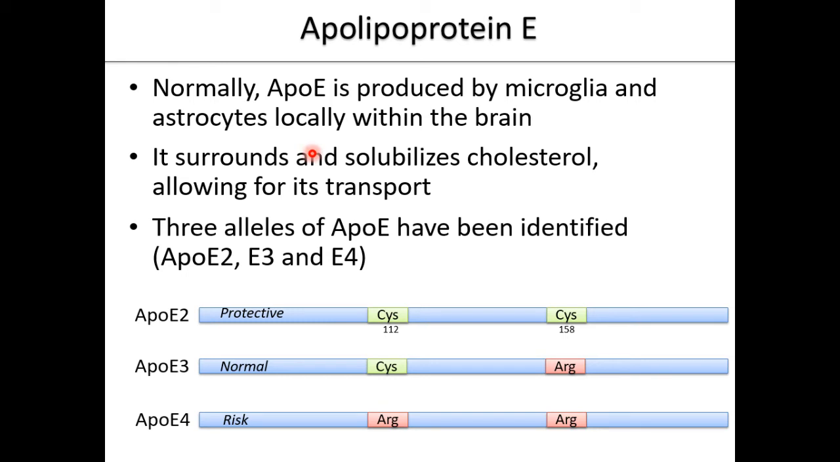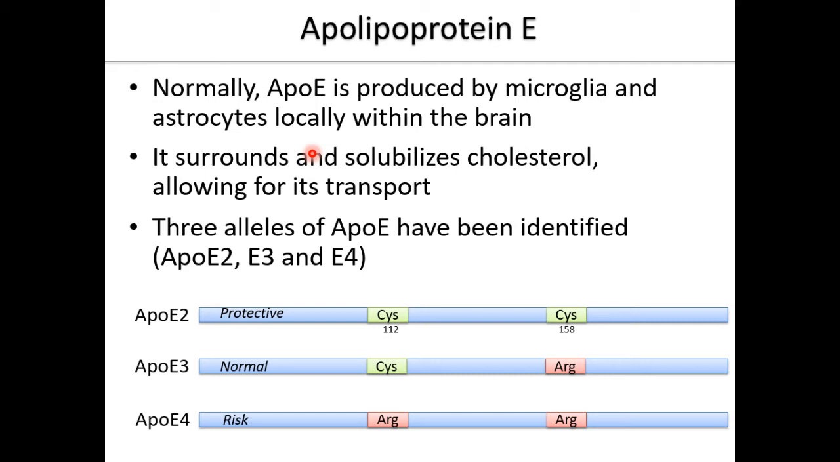So ApoE is normally produced by the microglia. So again, think about glial cells in this last lecture. Think about the importance of these microglial cells. They're the normal immune cells of the brain, but these are also carrying an important role because ApoE is produced by the microglial cells as well as some astrocytes within the brain. So apolipoprotein E is normally important because it surrounds and solubilizes cholesterol. So especially within the brain, because we have lots of different reasons why we want cholesterol in the brain, we need to be able to transport it well, and we need to be able to contain it well.